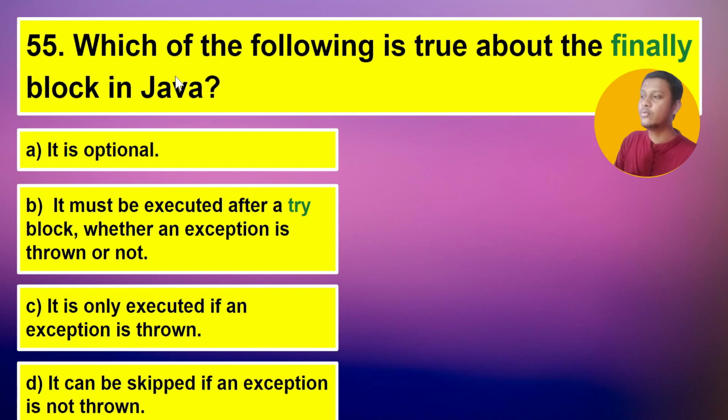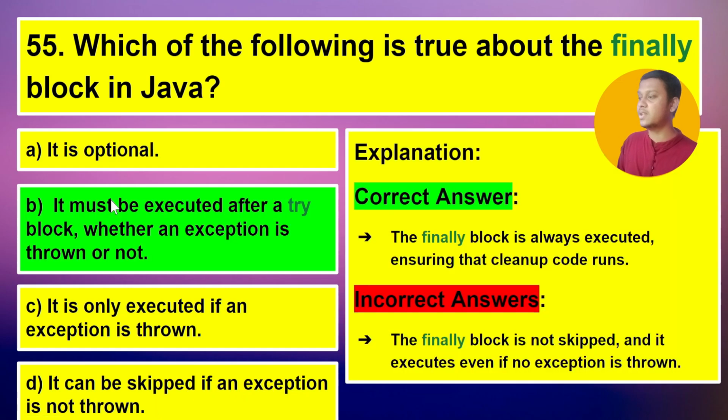Our next question is, which of the following is true about the finally block in Java? It is optional. It must be executed after a try block whether an exception is thrown or not. It is only executed if an exception is thrown. It can be skipped if an exception is not thrown. So here the correct answer is option B.